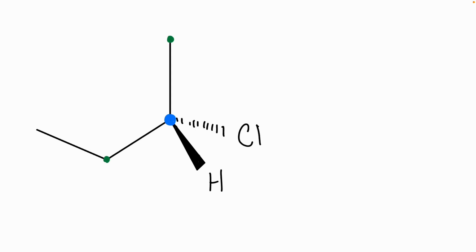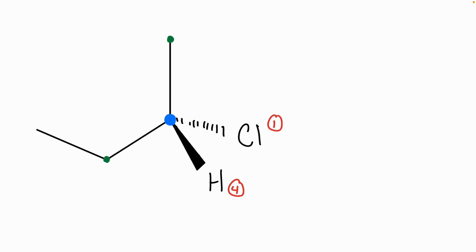Cool. So then I'm going to go through and label these groups, assigning them priority. What's the highest priority group here? The chlorine, my highest atomic number. What's the lowest priority group? The hydrogen, the lowest atomic number.